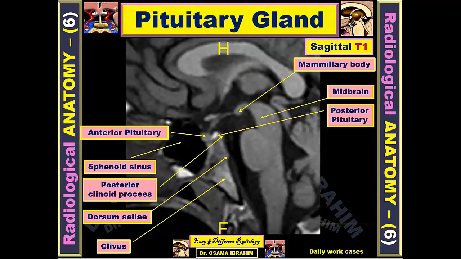Yes, these projections anterior to the midbrain, between the optic chiasm, tuber cinereum and the midbrain, are called the mammillary body. And now, where is the infundibulum? Yes, this one is the infundibulum, which connects the posterior pituitary gland to the hypothalamus through the median eminence.